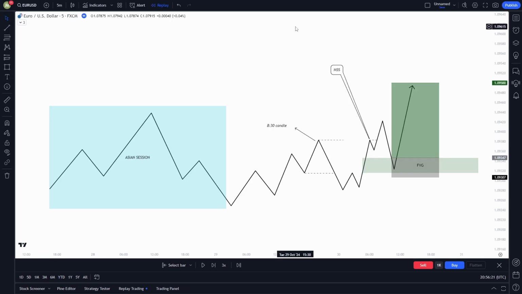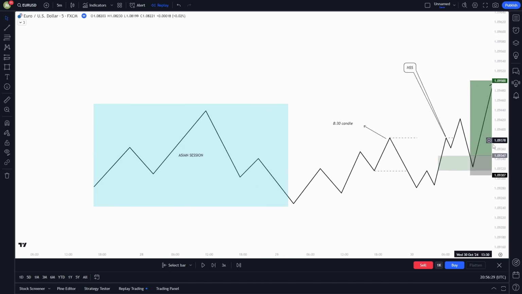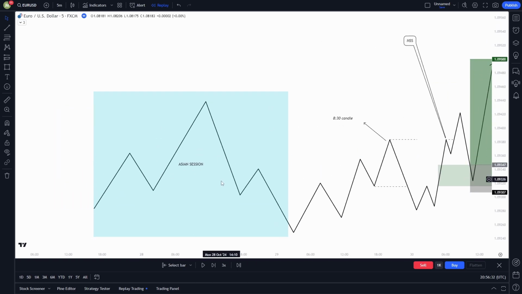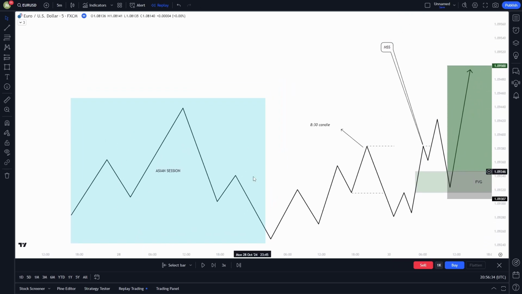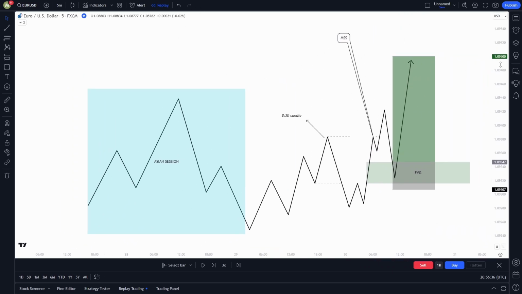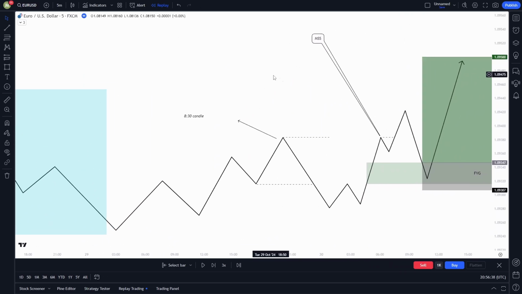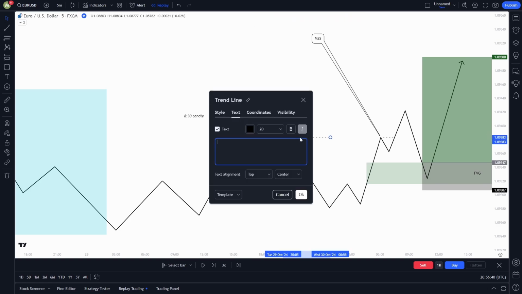All right, so for this example, I'm going to be explaining it without the writing so you get the full concept of this strategy. Okay, so you get it inside your head. So first off, we're going to let Asian session do whatever it wants. Let it do whatever it wants, goes up and down, creating new highs, new lows, whatever. But once price actually reaches the 8:30 candle, we need to be looking out for liquidity.